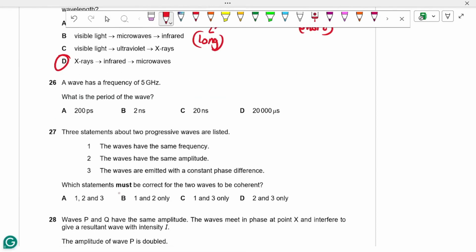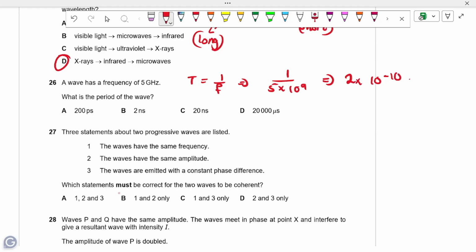26. A wave has that frequency. What is the period of the wave? So period is actually 1 over frequency. So I have 1 over 5 times 10 to the power of 9. I'll put that down. That's 2 times 10 to the power of negative 12.